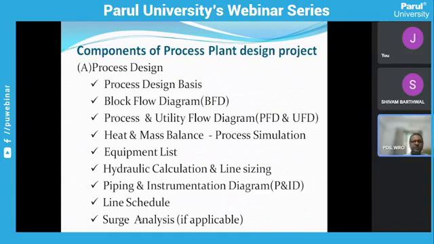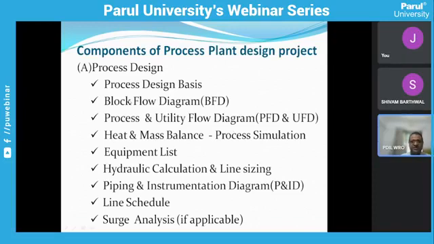Now let us start with the components of process plant design projects. Basically, this part will give you the overall scope of a process engineer and the other team members of the chemical process plant. Now let us start with the process design part. That means what are the scopes of a process design, process engineers in a chemical plant design project. The first activity, which is done once the plot plan is prepared and we have some basic idea of the location of the various activities and various facilities, is the process design basis.